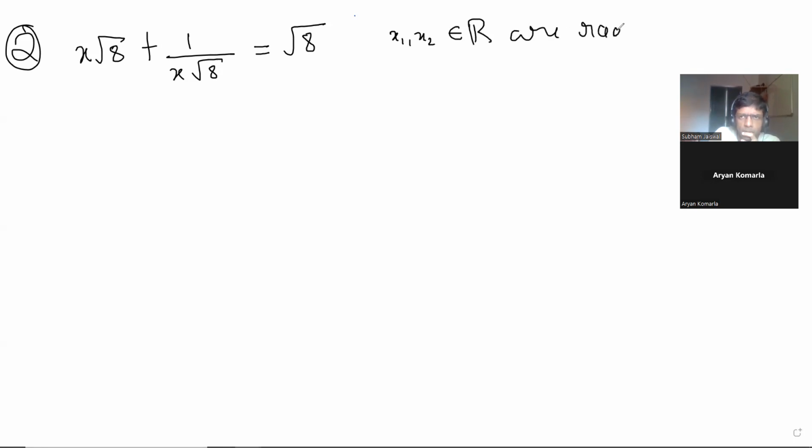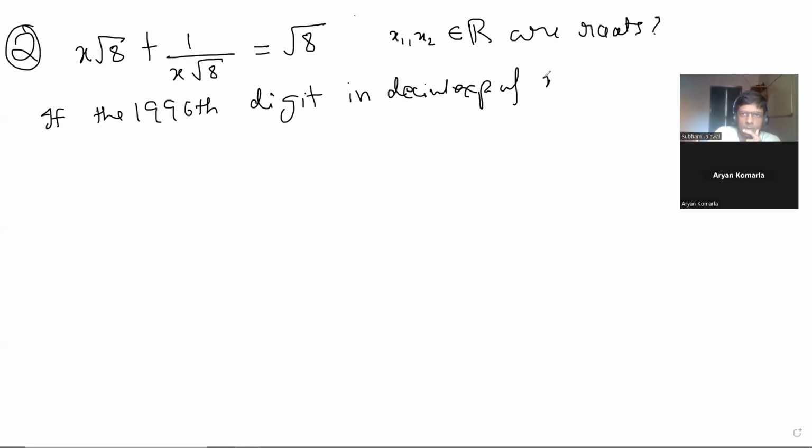So the question now is, if the 1996th digit in the decimal expansion of x1 is 6, then what is the 1996th digit in the decimal expansion of x2? We need to find that.